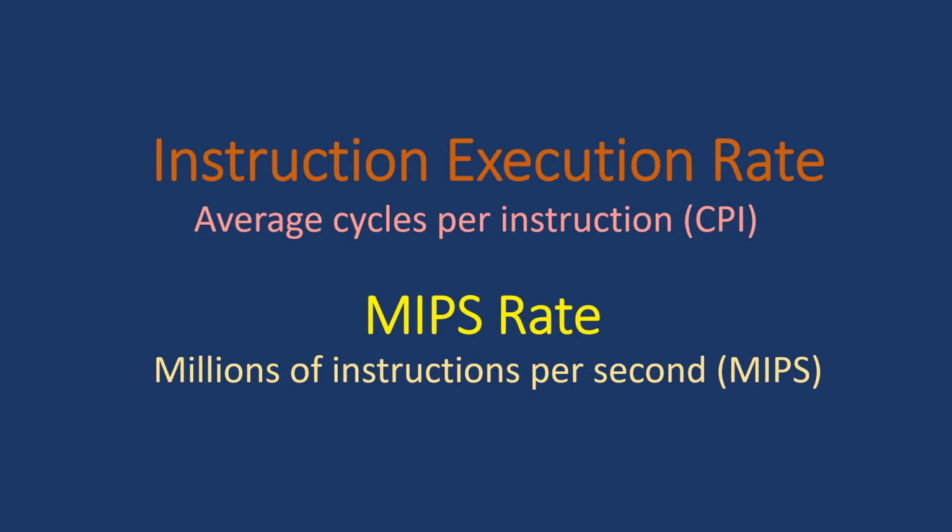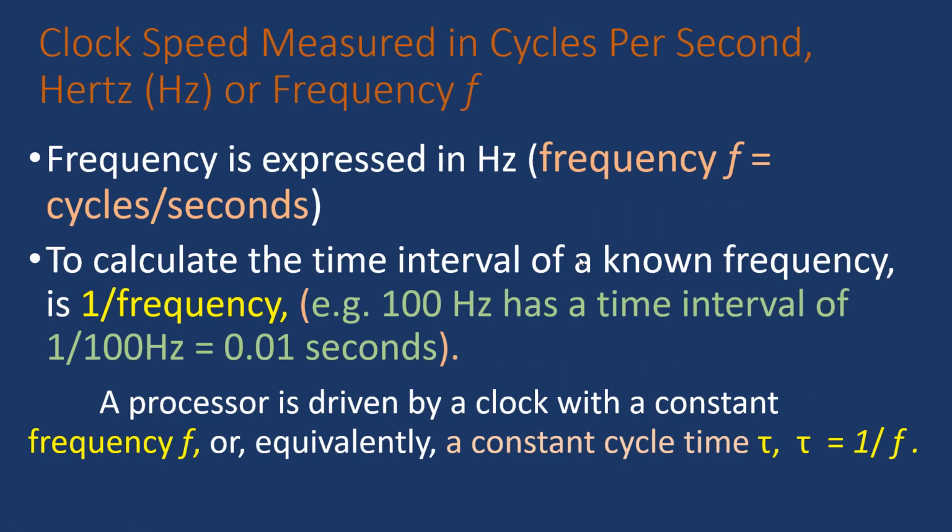In this video, I'm going to talk about instruction execution rate, that is average cycles per instruction, CPI. Another concept is MIPS rate, which is millions of instructions per second. Clock speed is actually measured by cycles per second, which is hertz, or what we call the frequency, F. Frequency is expressed in hertz. Frequency F equals cycles per second.